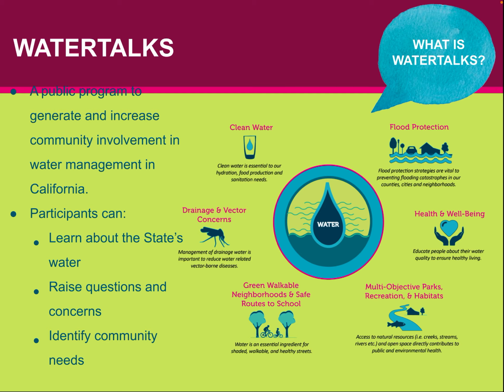Multi-objective parks, recreation, and habitats. So access to natural resources like creeks, streams, and rivers, as well as open space, which directly contributes to public and environmental health. Green, walkable neighborhoods and safe routes to school, in which water is an essential ingredient for shaded, walkable, and healthy streets, as well as drainage and vector concerns, including the management of drainage water, which is important to reduce water-related vector-borne diseases.